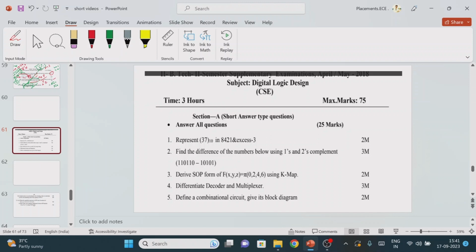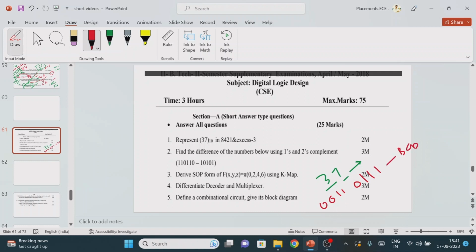The BCD code, which is used to represent each digit in the decimal number system, can be represented by a 4-bit binary code word, right? What is the decimal number they have given? 37, right? So 37 means 3 is one digit, 7 is another digit. For each digit we need to write the 4-bit number. So what is the 4-bit number? 0011 0111 is the corresponding BCD number.